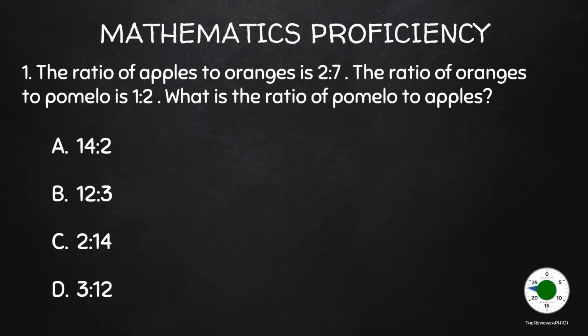One, the ratio of apples to oranges is 2 to 7. The ratio of oranges to pomelo is 1 to 2. What is the ratio of pomelo to apples?